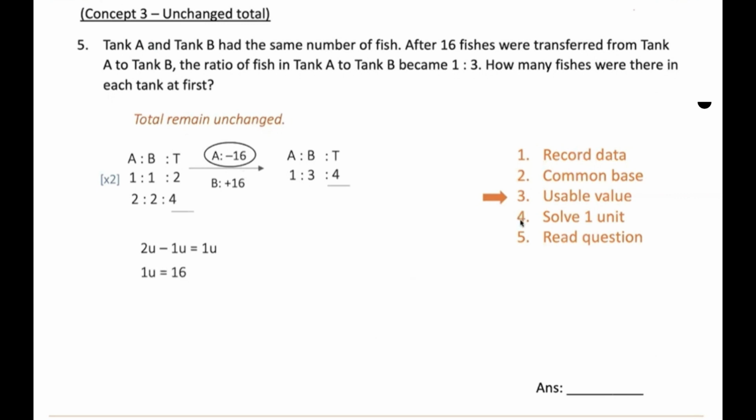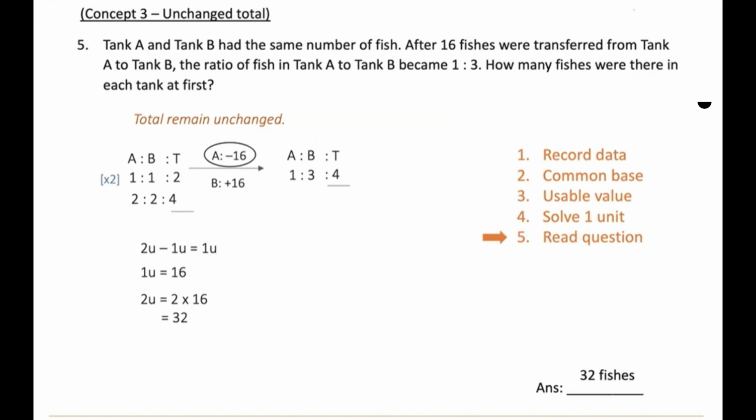That answers step 4. Step 5, read the question again. How many fishes were there in each tank at first? In each tank means 1 tank, 2. Each tank is 2 units. So 16 times 2, 32. Okay? So some get 64. Why? Because you didn't do step 5. A few people get 64. You know why? Obviously, didn't do step 5. Read the question again.